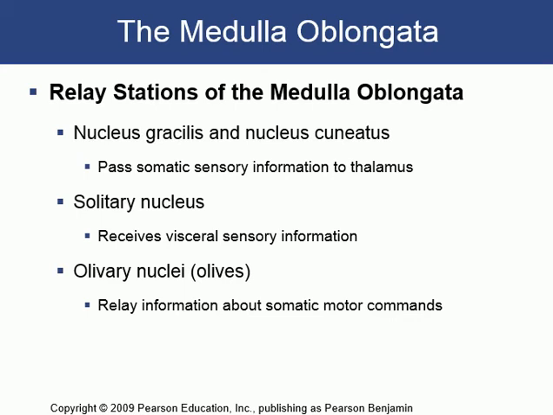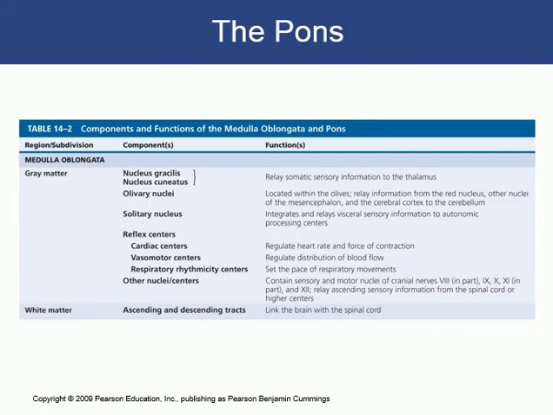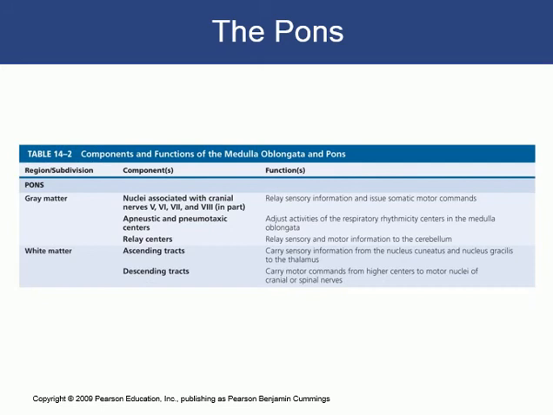We have other nuclei, but I'm covering the most important ones. The next part is the pons. What do you need to know about the pons? The pons will have other centers: cardiac centers, respiratory rhythmicity centers, and vasomotor centers. So cardiovascular and respiratory rhythmicity.